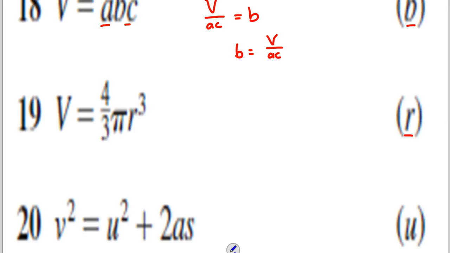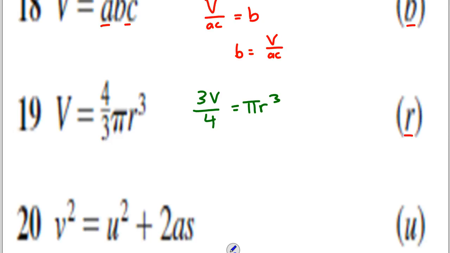They want us to make the radius the subject. So do we deal with the cube first? Yeah, we don't. We would deal with 4 over 3 pi. But when you've got a fraction, it's a little bit awkward. So you might want to deal with the fraction first. So volume divided by 4 over 3 is the same as saying volume multiplied by 3 over 4, because you would times by 3 and divide off the 4. So that's like saying 3V over 4 equals pi r cubed. So we've multiplied by 3 and we've divided off 4 from both sides.